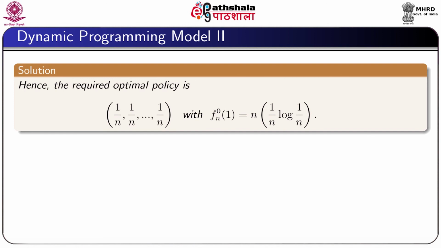Hence, the required optimal policy is p1 equal to p2 equal to dot dot dot pn equal to 1 by n, and the minimum attainable sum is equal to n into 1 by n log 1 by n.